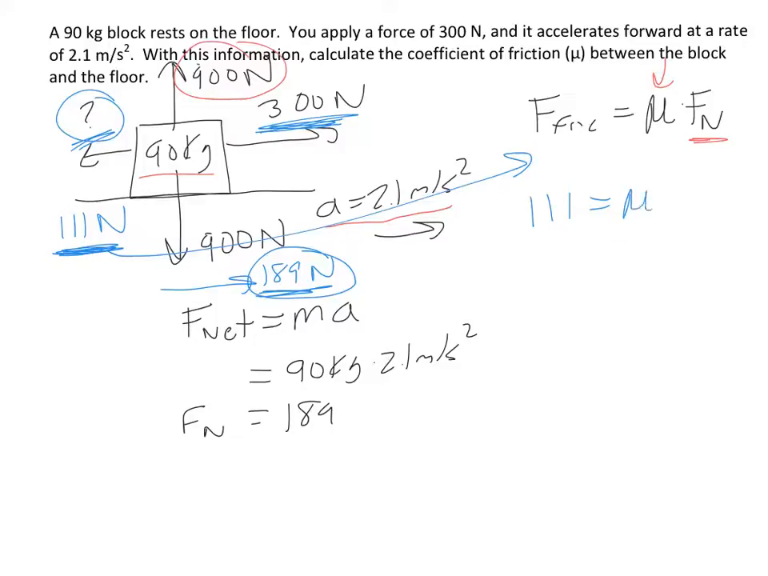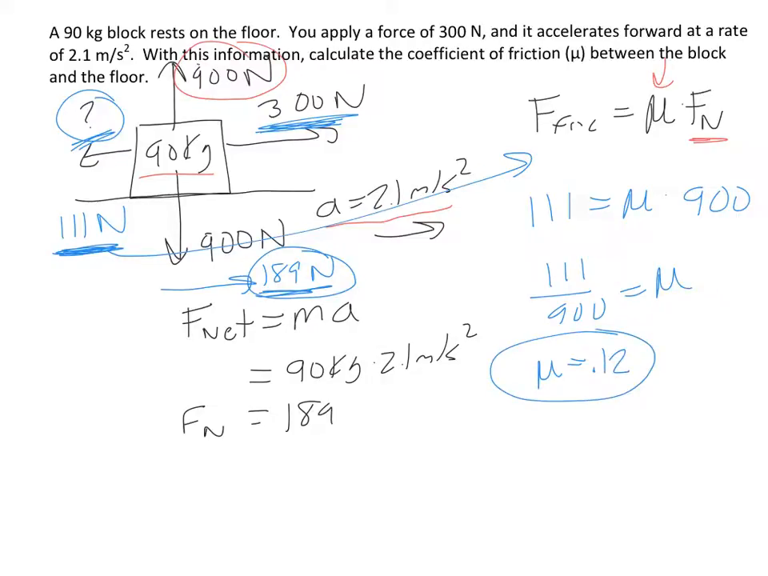I don't know mu, but I know the normal force was 900. So then I can divide both sides by 900 and get that 111 divided by 900 is mu, which is 0.123, but I'm going to round it to 0.12. So that is the coefficient of friction for this problem.